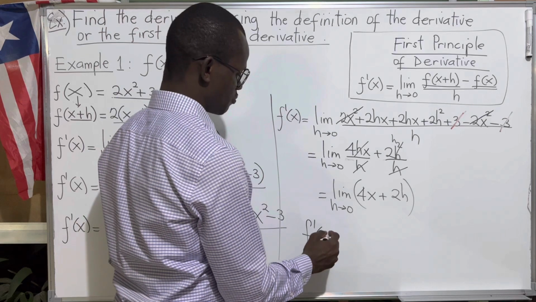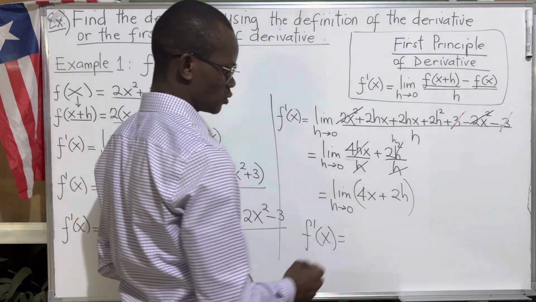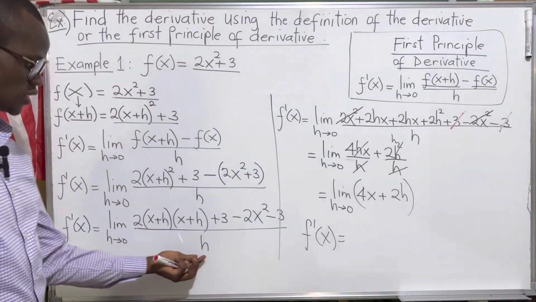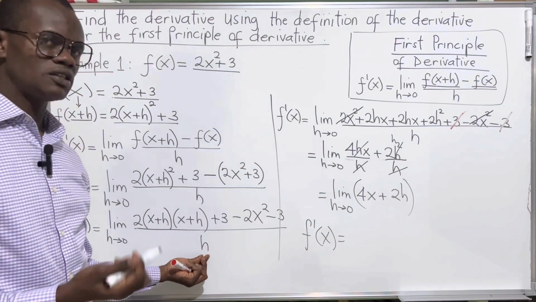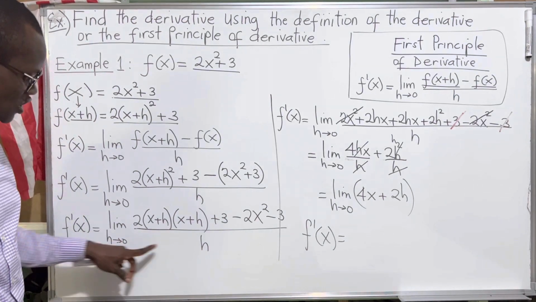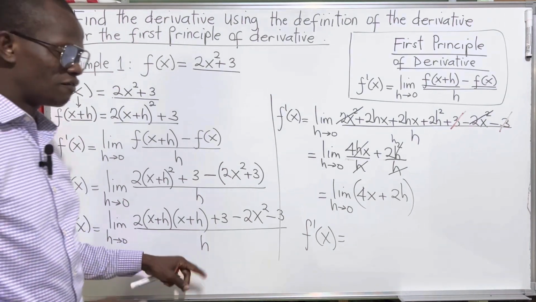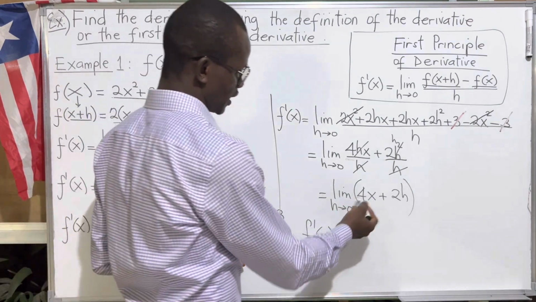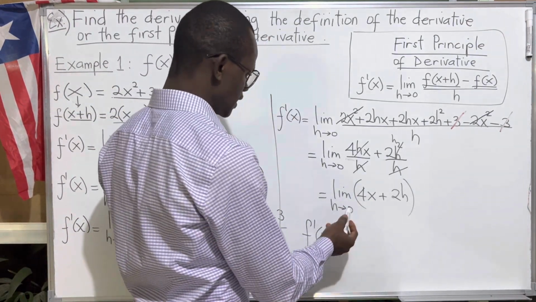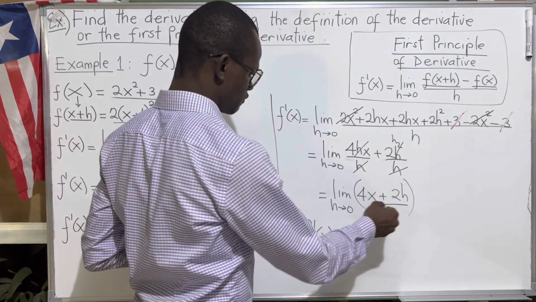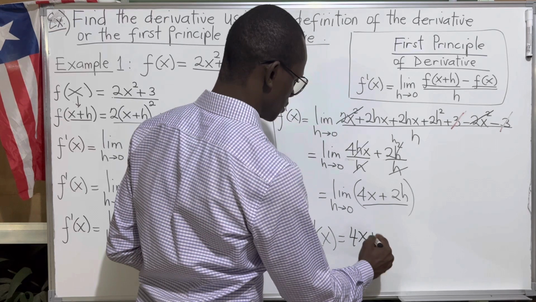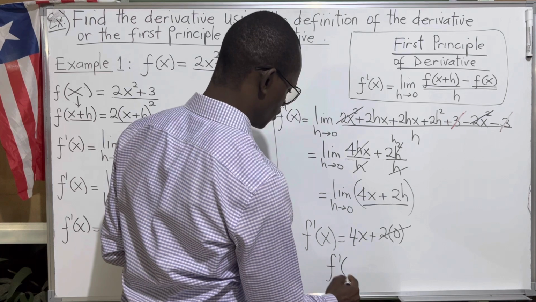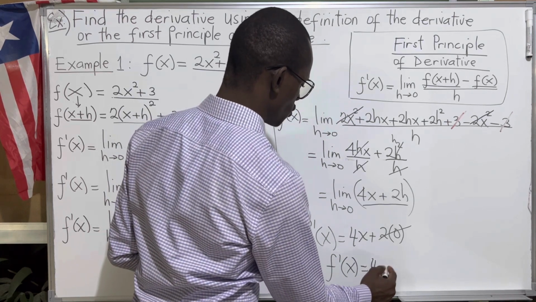So finally, we have f prime of x equal to, now we can apply the limit because there is no denominator now to take this expression to an undefined statement, because had we applied the h value right here, we would have gotten an undefined statement because 0 would be in the denominator. So we can now apply the limit. Applying the limit means replacing h with its value in the function. So we have 4x plus 2 times 0. So the derivative now is just equal to 4x.